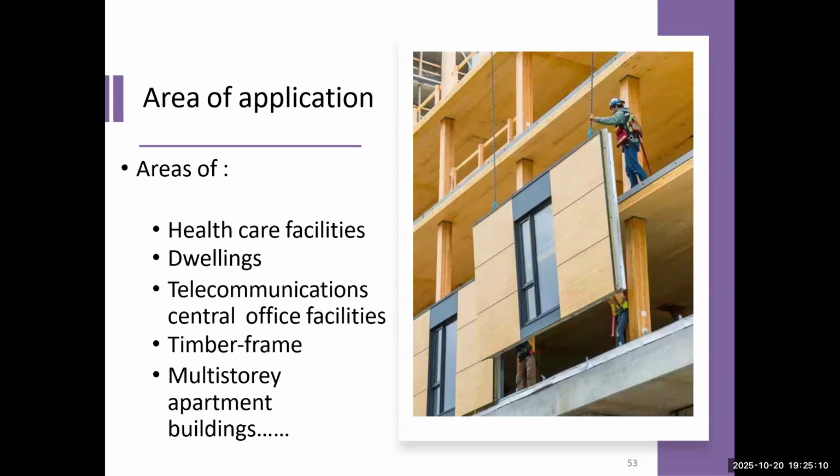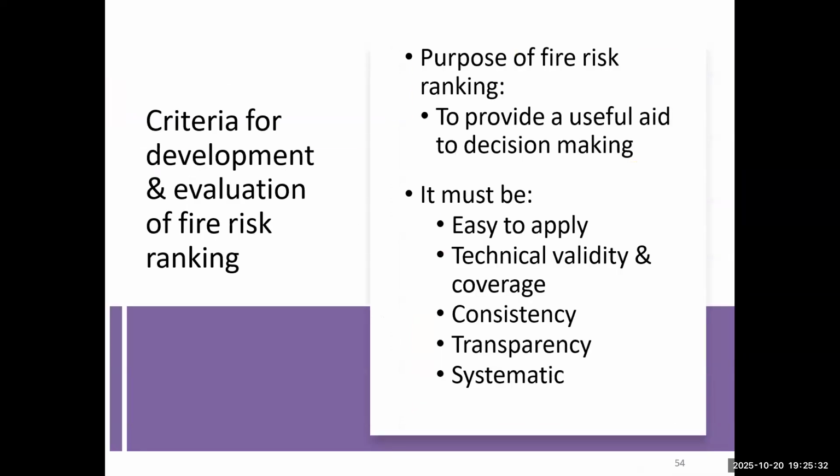And the principles of our risk indexing and hierarchical decision making are very important. They have been successfully applied in a wide range of areas, such as healthcare facilities, telecom centers and some timber frame apartment buildings. So when we're selecting a fire risk ranking system, it must meet several criteria. That brings us to another very important point, the criteria. The criteria must be easy to apply, technically valid, consistent, and transparent.